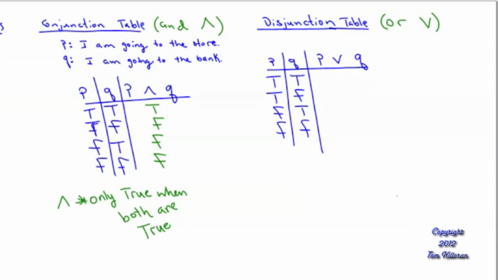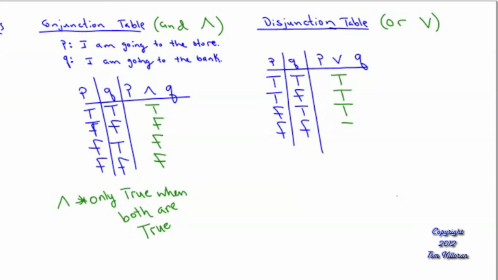All right, so I told my wife I'm going to the store or I'm going to the bank, and I actually went to both of them. Did I tell her the truth? Yes, that's the truth. I went to the store, but I didn't go to the bank. True. Did I lie to her? No, because I used the word or. I went to one or the other or both. I didn't go to the store, but I did go to the bank. True.